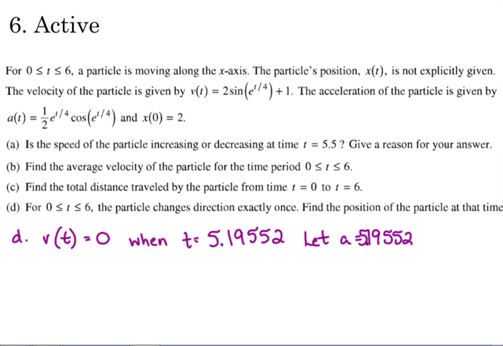So there's the first part. Find the position of the particle at that time. I'm just going to say S of A instead of writing out that big long decimal number. You always have an initial position. They told us that X of 0 is equal to 2, so technically I should be using X instead of S, because they used X for the position function. X of A is equal to the initial position, 2, plus the integral from 0 to A of V of t dt.